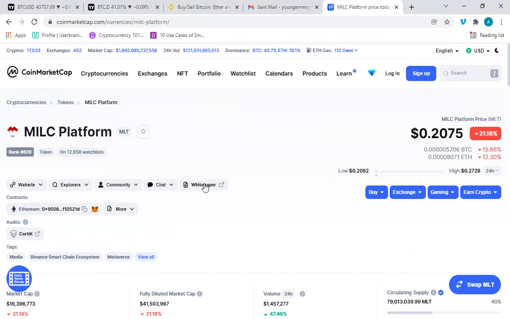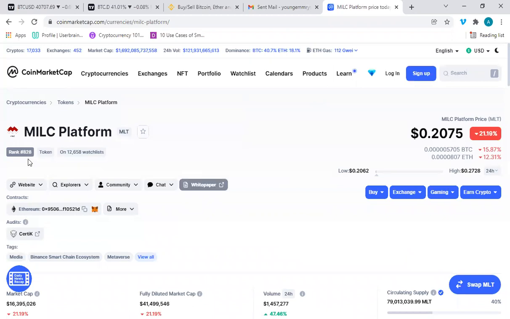Now, that's what we are doing. We're going to check the investors. I can see it under here. You can see the white paper. I'll click on it. I just want to check the investors. And this is the white paper of the coin that tells you about the details of the coin.